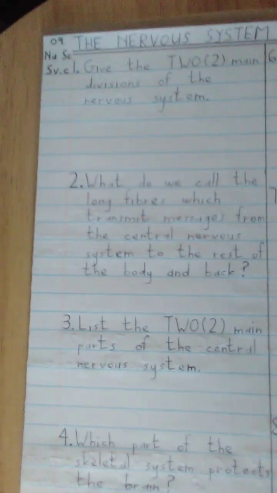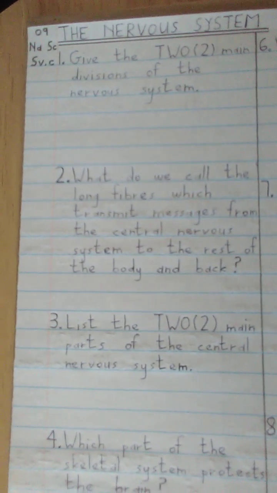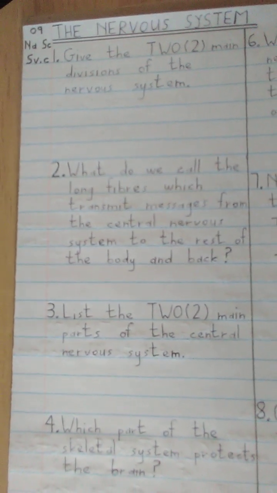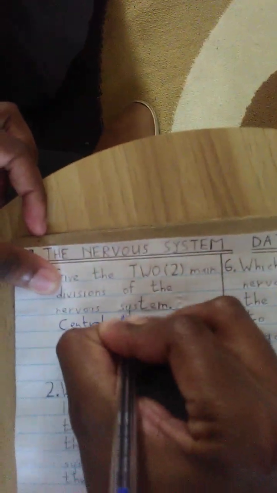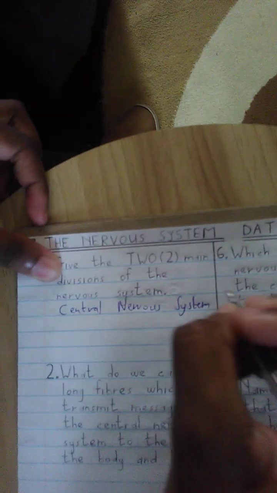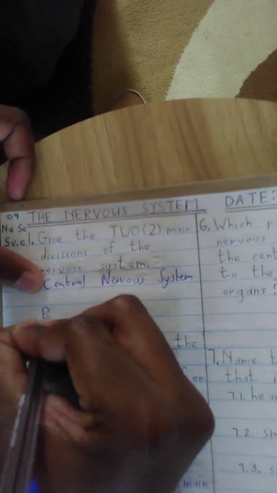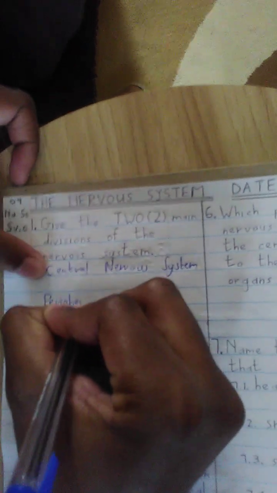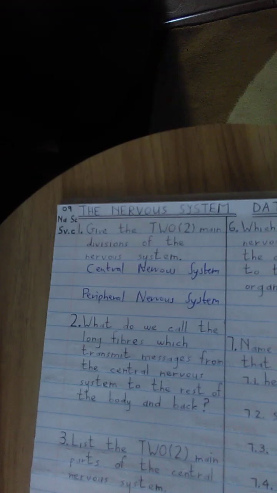Number 1 states, give the two main divisions of the nervous system. Oh my, I just gave you the answer. Sorry, I'm too forward. So you have the central nervous system, which is the CNS. That's your brain and spinal cord. And then you have the peripheral nervous system. So this connects your central nervous system to the muscles and effector organs.